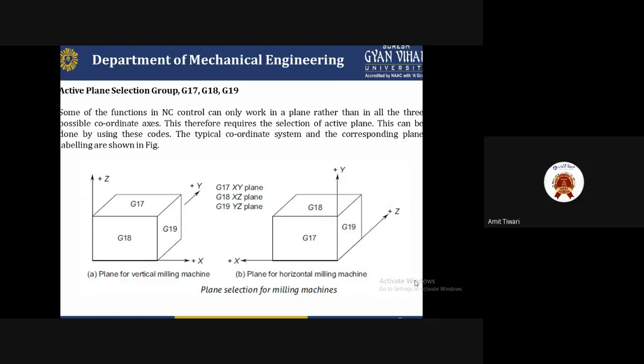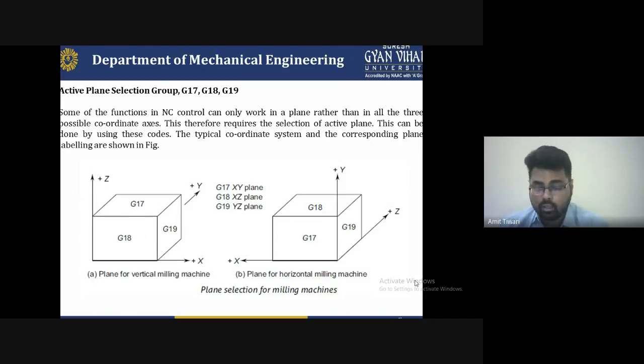Okay, G18 indicates the XZ plane and G17 indicates the XY plane. So what is G? G is a code, we can say the preparatory code, which we generally use. And 17 is a numerical value, a numerical term used to identify the particular code. So you have to write this: G17 means the XY plane for us. G18 indicates the XZ plane, and G19 is the YZ plane.